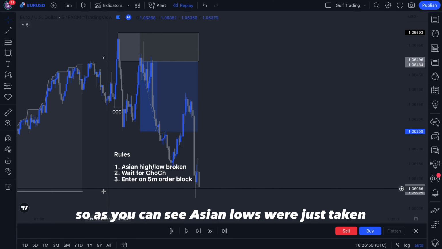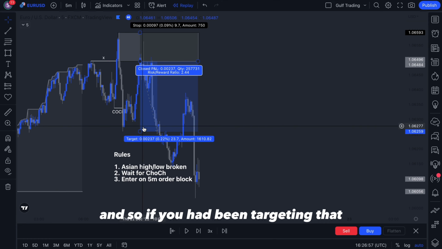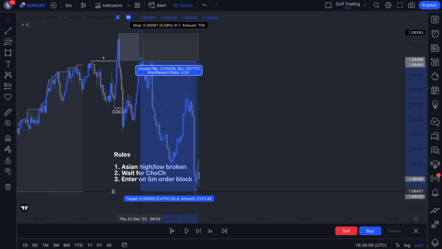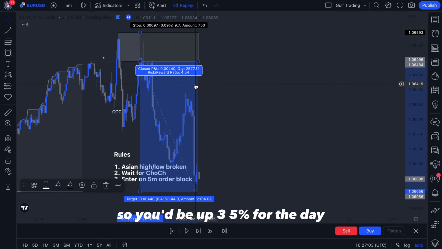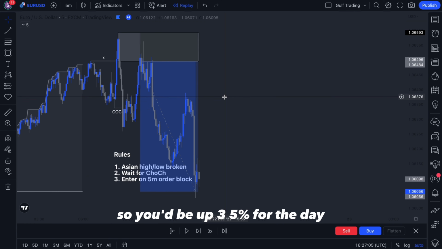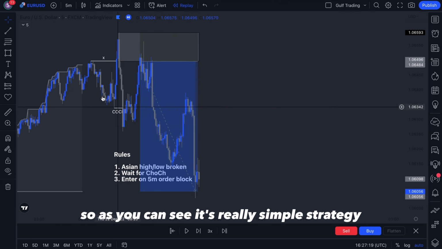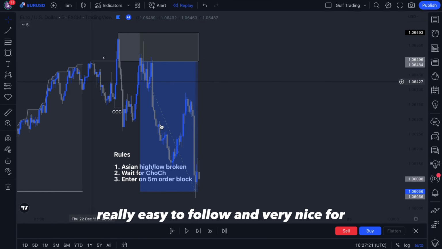Okay, so as you can see, Asian lows were just taken. And so if you had been targeting that, if you targeted the Asian lows both times, the first trade would have lost 1%, this trade would have won, so you'd be up 3.5% for the day. So as you can see, it's a really simple strategy, really easy to follow, and very nice for intraday trading.